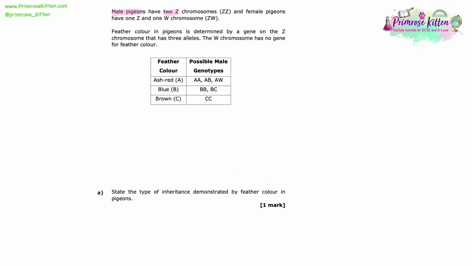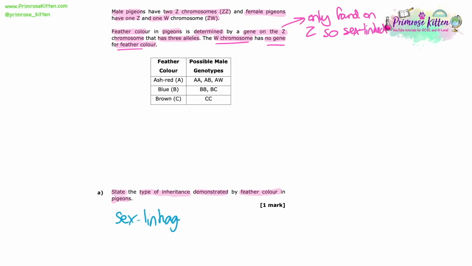Male pigeons have 2 Z chromosomes, and female pigeons have 1 Z and 1 W chromosome. Feather colour in pigeons is determined by a gene on the Z chromosome that has 3 alleles. The W chromosome has no gene for feather colour. State the type of inheritance demonstrated by feather colour in pigeons. So this is where we get that key phrase where it says the W chromosome has no gene for feather colour, and the gene for feather colour is found only on the Z chromosome. So if it's only found on one of the sex chromosomes, then it is a sex-linked gene.